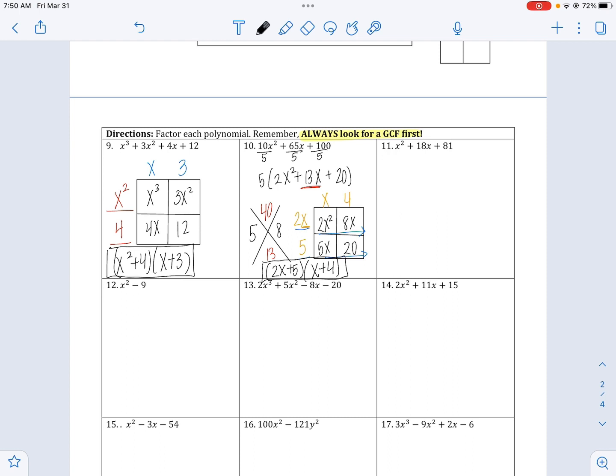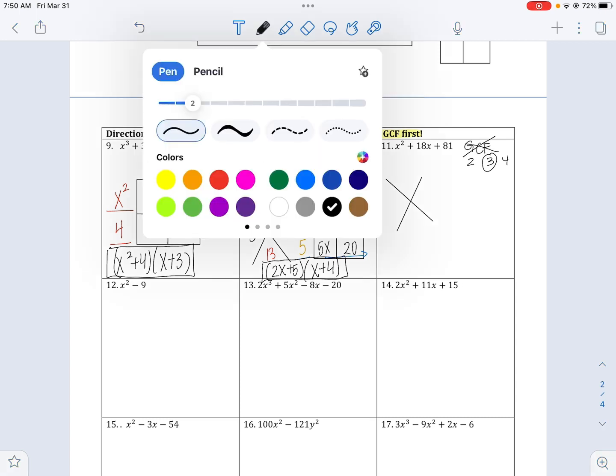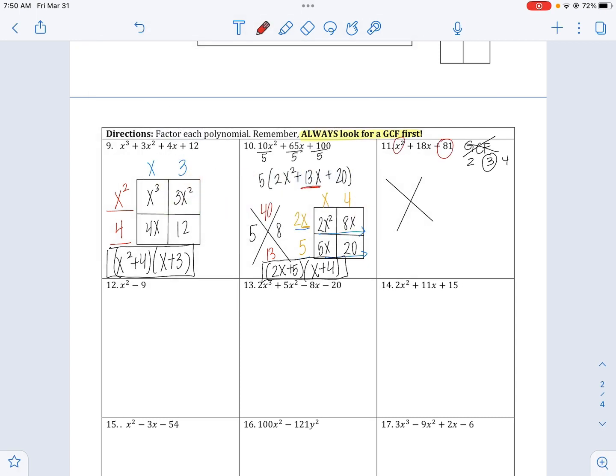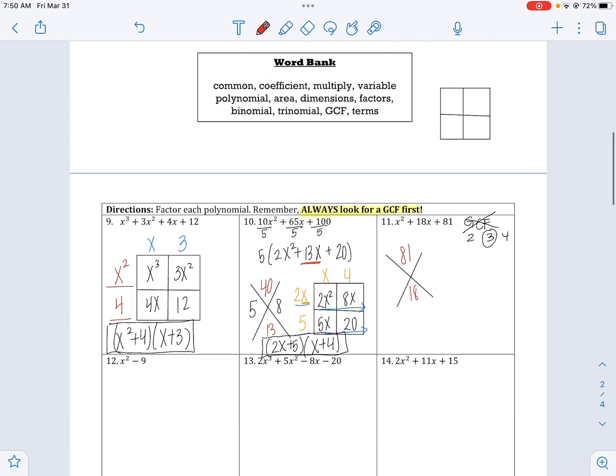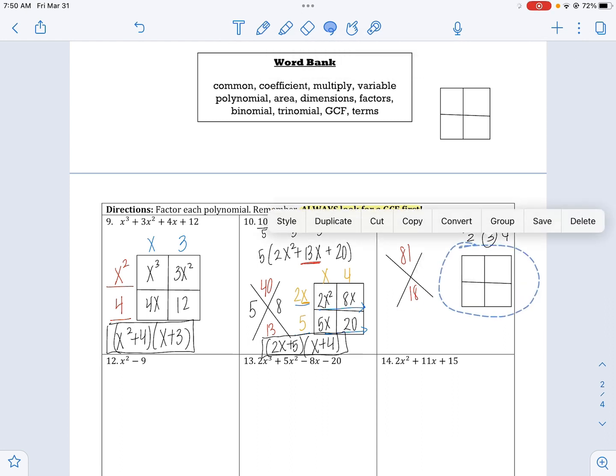Okay, number 11, do we have a GCF? No. Okay, so do we have 2 terms, 3 terms, or 4 terms? Correct, we have 3 terms. So we're going to go ahead and do our X method here. We do A times C goes on top. So 1 times 81 is 81. And then 18. Make sure you also do your box, because it's the X with the box. There you go.